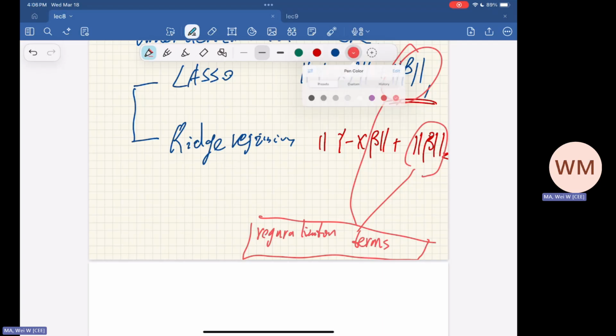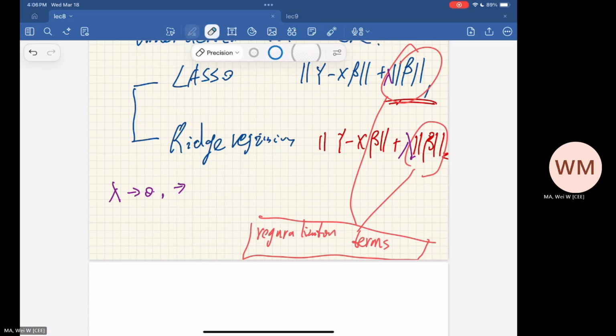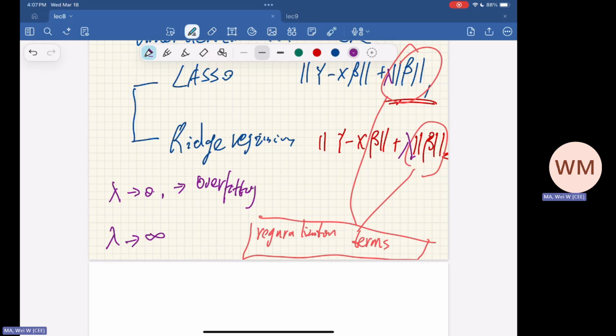It's called lambda. We put a weight in front of the regularization term. So what happens if lambda is small? It's overfitting or underfitting? This gives you overfitting. Then if lambda is almost infinite, this gives you underfitting.